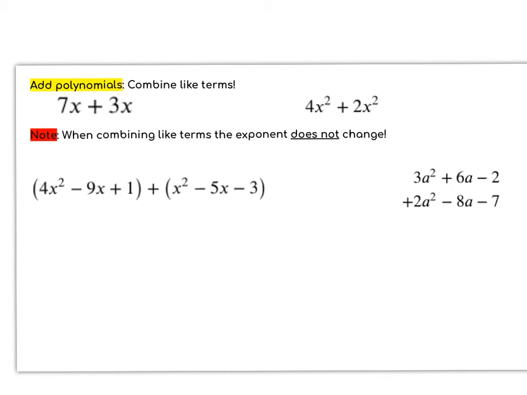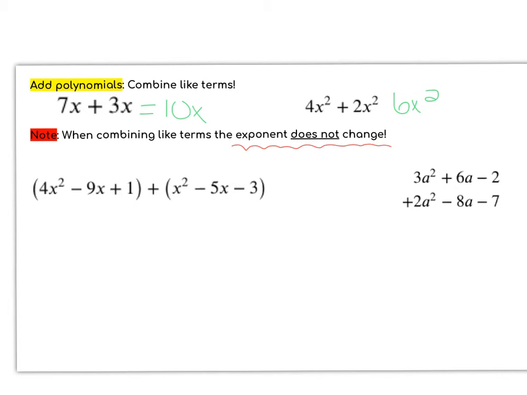The next thing we're going to do is add polynomials. This is not too bad, because when you add polynomials, what you're doing is you are combining like terms. So this goes all the way back to something you learned in the 7th grade. 7x plus 3x, we get 10x, right? Everybody knows how to combine those. 4x squared plus 2x squared is 6x squared. Very, very important to note that when you combine like terms, the exponent does not change. That's important. If you start changing that exponent when you're adding, you're going to miss a lot of things, okay?